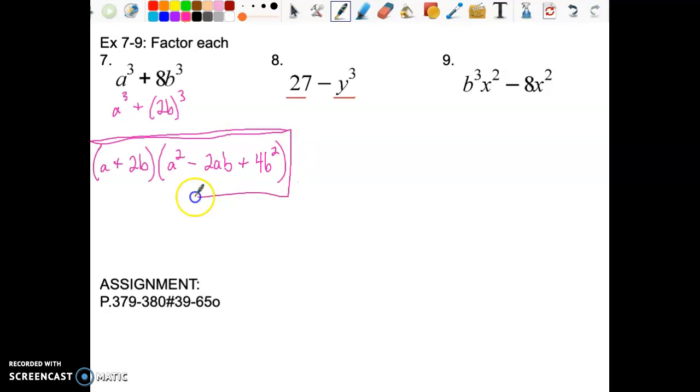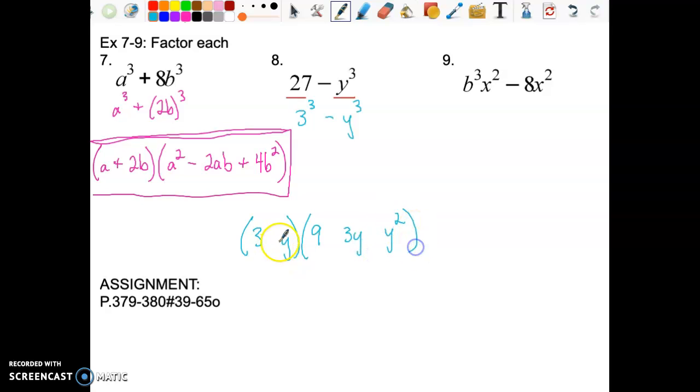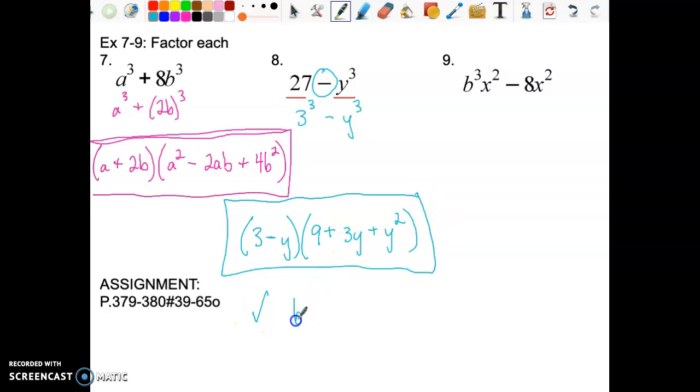There's that answer. So let me change colors and look at the next one, because 3 cubed is 27. All right, let me just write it down here. You have 3y. Now I'm going to write 9, because 3 squared is 9. 3y, and then y squared. Same sign, it's minus this time. Opposite sign, and then always positive. Please don't forget, you can always check your work. Check by distributing.